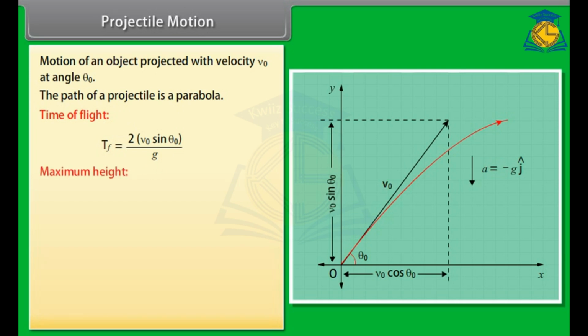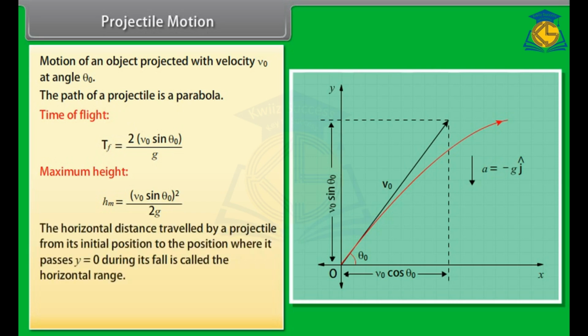Maximum height of a projectile is h_m = (v₀ sin θ₀)² / 2g. The horizontal distance travelled by a projectile from its initial position to the position where it passes y = 0 during its fall is called the horizontal range. Horizontal range of a projectile is given by R = v₀² sin 2θ₀ / g.